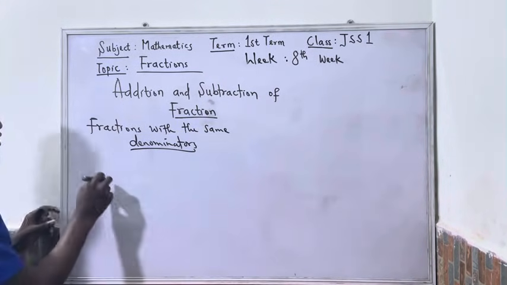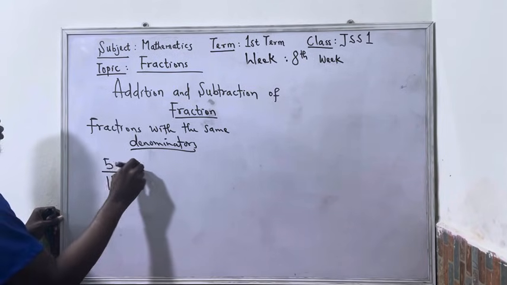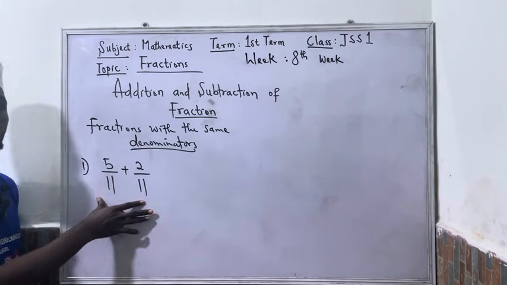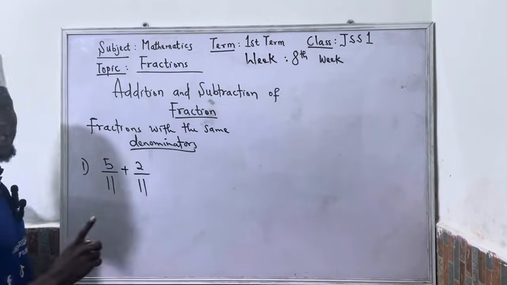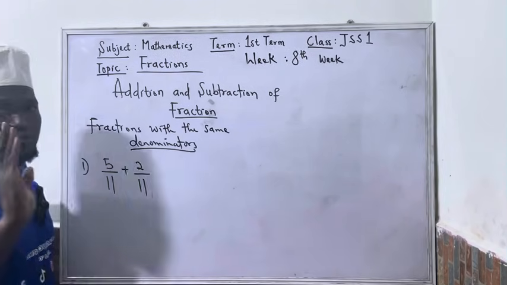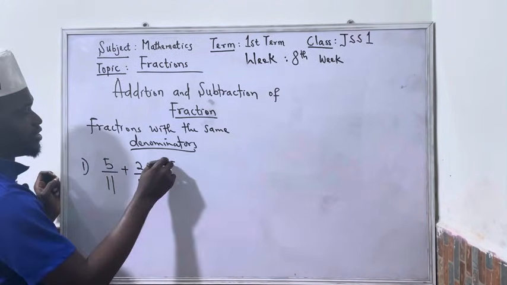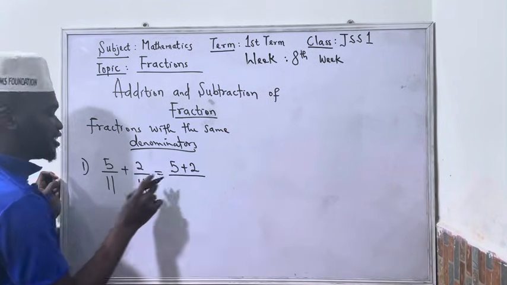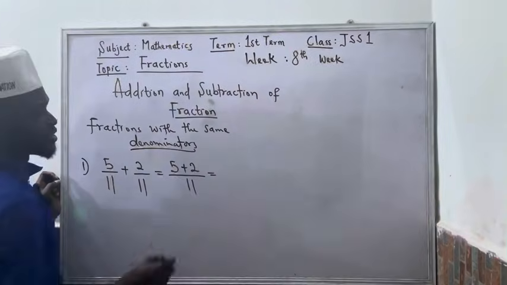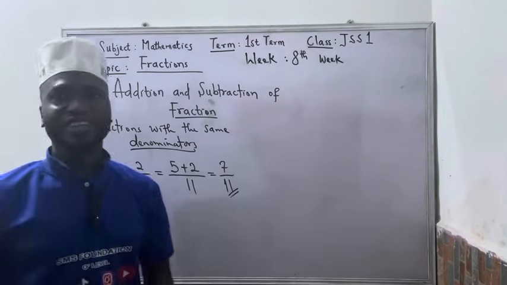So for example, number 1, if you have 5 over 11 plus 2 over 11. What do you observe about these two fractions? They have the same denominators. The denominator here is 11, and the denominator here is also 11. When fractions have the same denominator, don't waste your time. Just add the numerators directly. Do 5 plus 2, then give them only one of the two 11s. So the answer here will be 5 plus 2, that is 7 over 11. And that is the final answer.